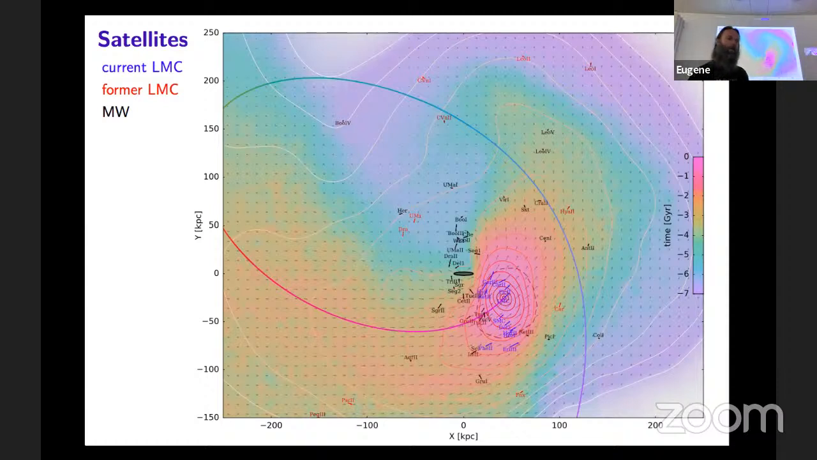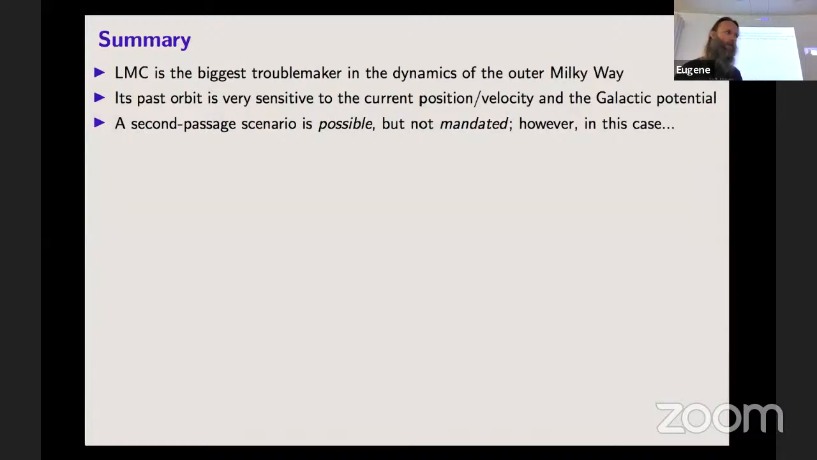Although it's certainly not the only possible explanation, and it needs to be tested more rigorously in the future. And with this, I conclude. My main points to take home are that the LMC is the biggest and most interesting troublemaker in the outer part of the Milky Way. When we examine the kinematics of anything beyond 20, 30 kiloparsec, we have to take into account the perturbations induced by the LMC.